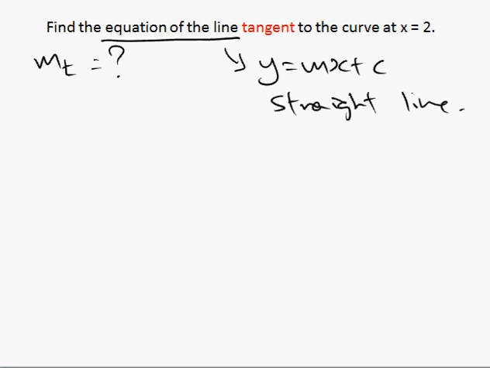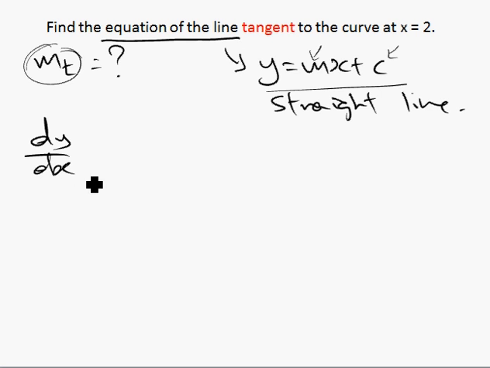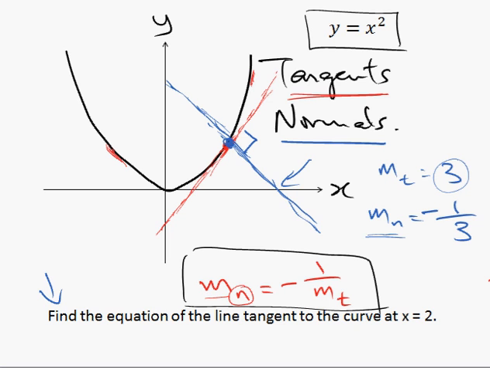Okay, so anyway, what you need to find, y equals mx plus c. You need to find what's m, you need to find what's c. What's my m? m is here, mt. So let's go into finding mt, shall we? To find mt, we must differentiate, dy/dx. What's my equation? The equation just now, as you can see here, this is my equation. y equals x squared.